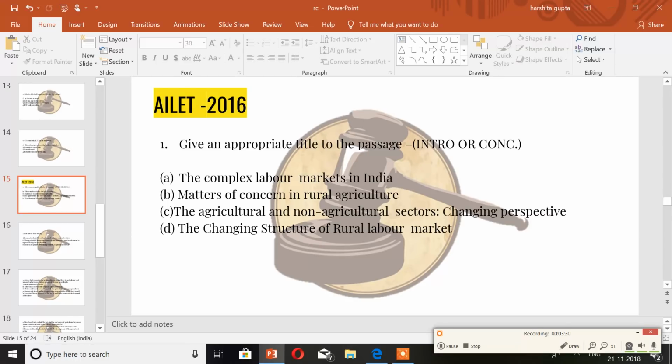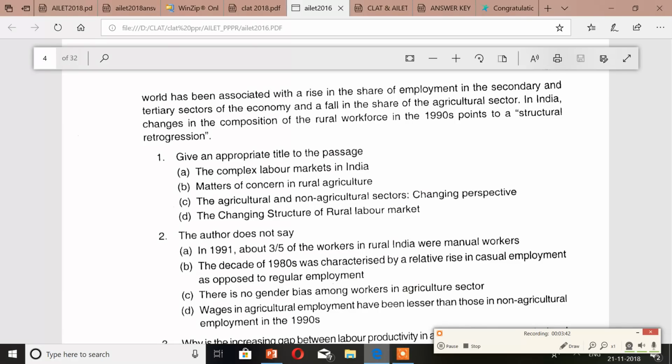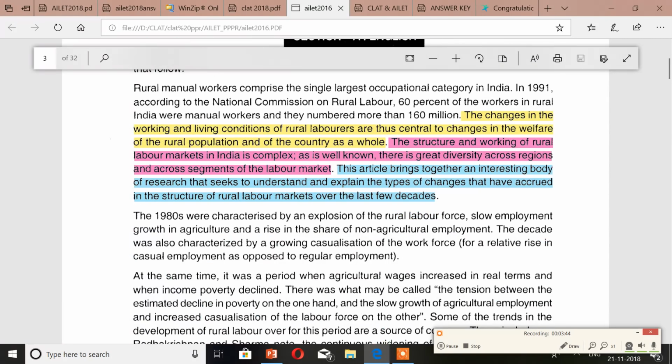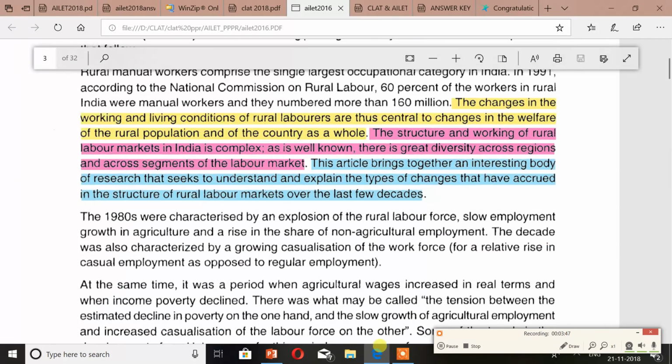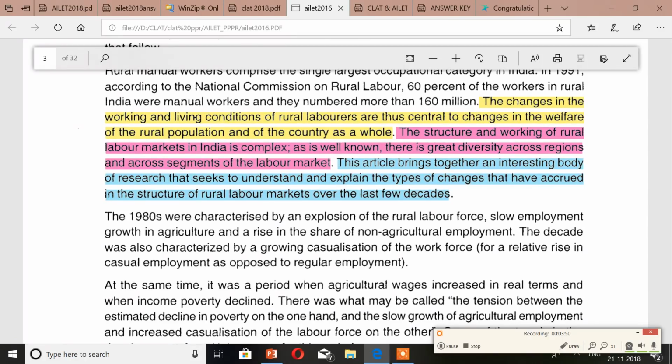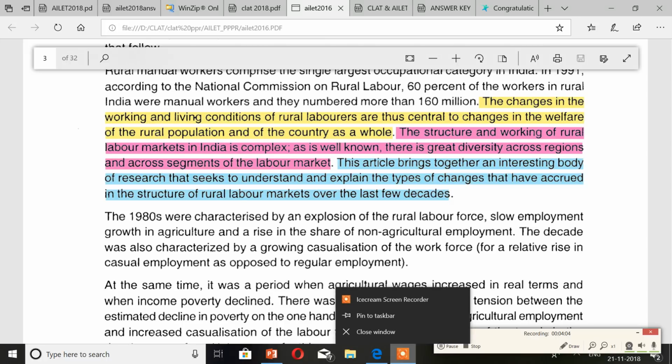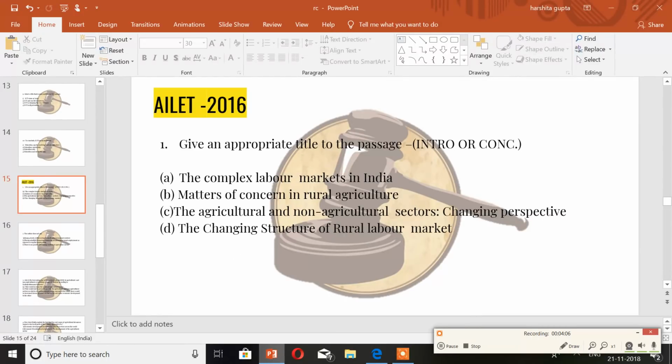So for these questions, this basically deals with the purpose of the passage, and the purpose can be found in either the introduction or the conclusion in most cases. So in this case, you see the intro clearly talks about the blue highlighted part. The articles bring together an interesting body of research that seeks to understand and explain the types of changes that have accrued in the structure of rural labor markets over the last few decades. So it deals with the changing structure of the rural labor market. So option D is a very clear answer.